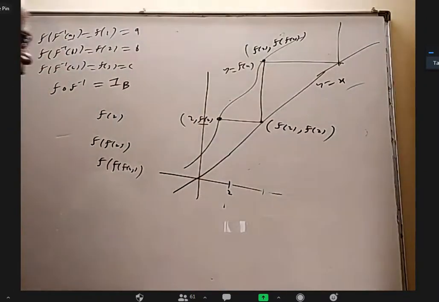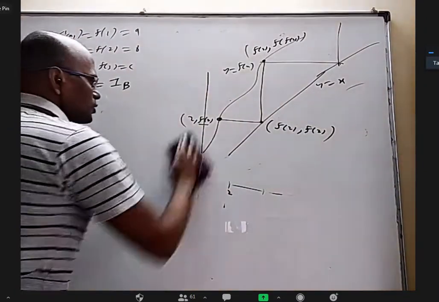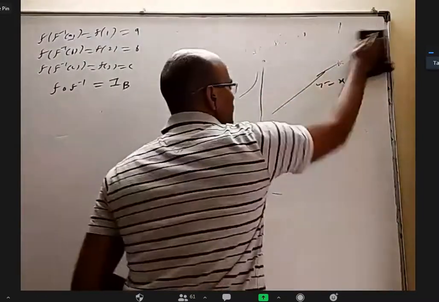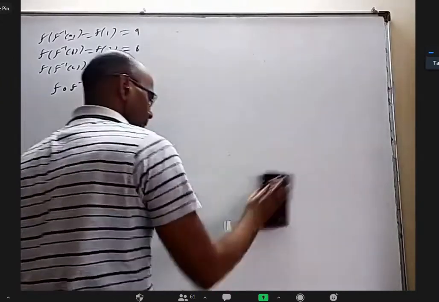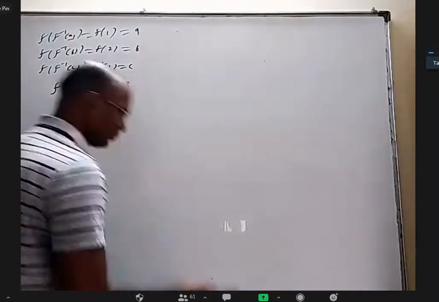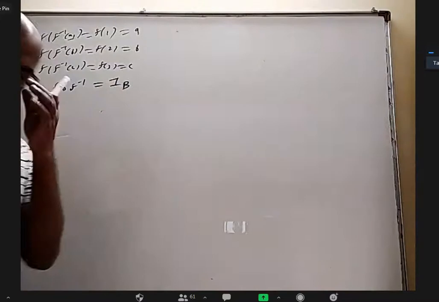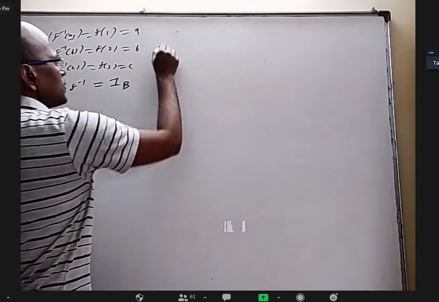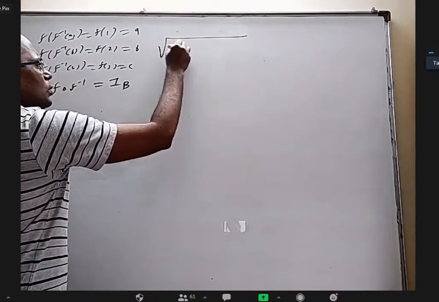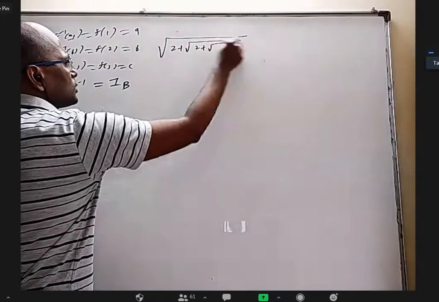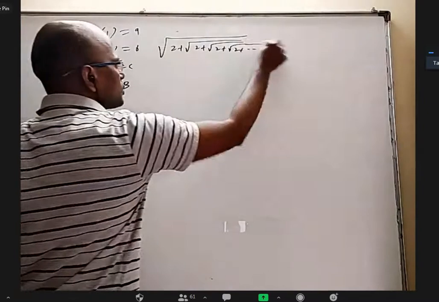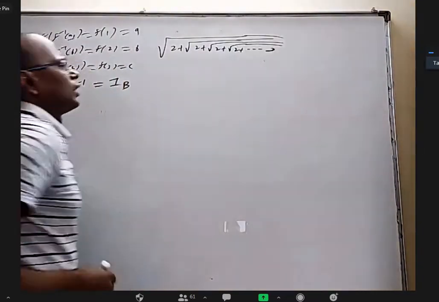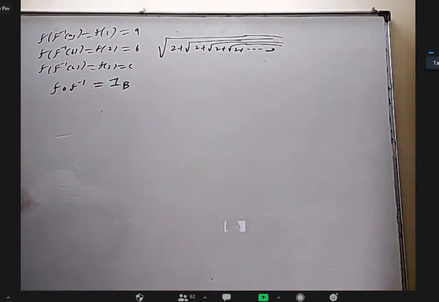Okay. I'll show you something else quite interesting. It's not related to inverse function, but it conveys a point. I'm sure many of you know this: root over 2 plus root over 2 plus root over 2 plus root over 2 plus and so on up to infinity. This kind of question you might have seen. What is the answer anyway for this? 2 may not be a good number.